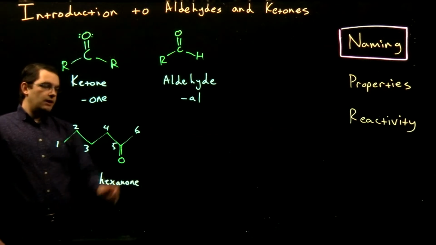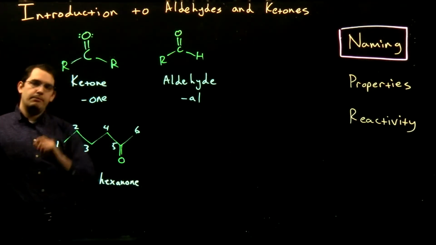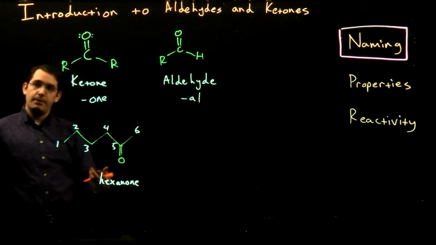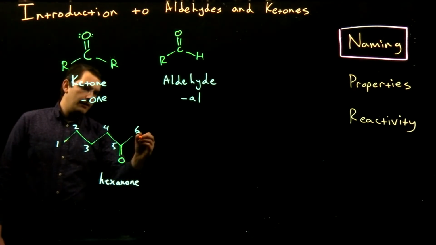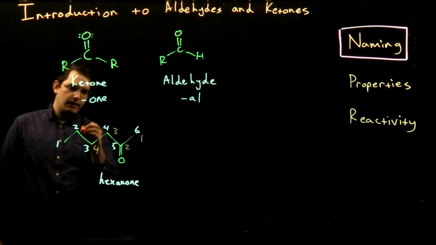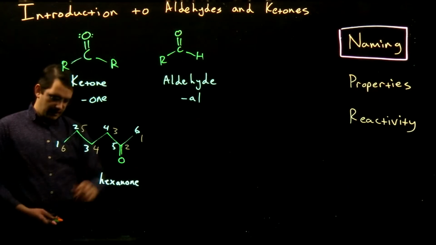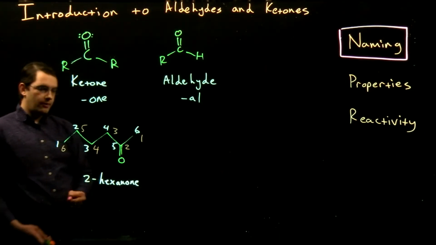Now, of course, our ketone can be anywhere in our carbon chain since it's between two carbons. So we also need to have a number here to indicate where our ketone is. Now, of course, as always, we want to give the lowest number possible to our ketone functional group. So if we number from the right side, that puts us at a 2 here, and this would be 2-hexanone.